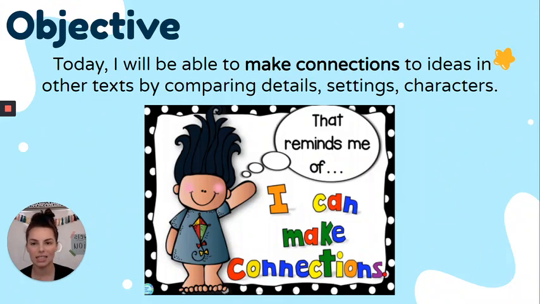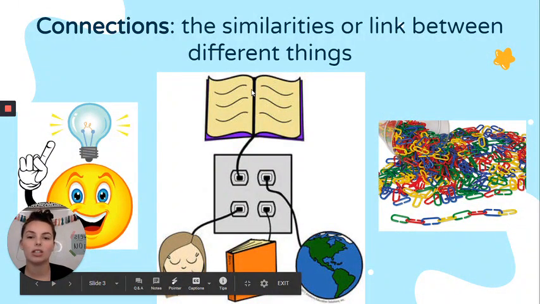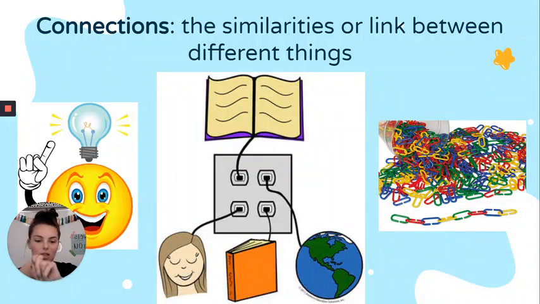Our objective says today I will be able to make connections to ideas in other texts by comparing details, settings, and characters. So we're going to be able to make connections with other books. Yesterday we made connections with a book and ourselves. Now we're making connections between a book and another book. And remember, connections are similarities or links between different things. We're putting them together. What's the same?